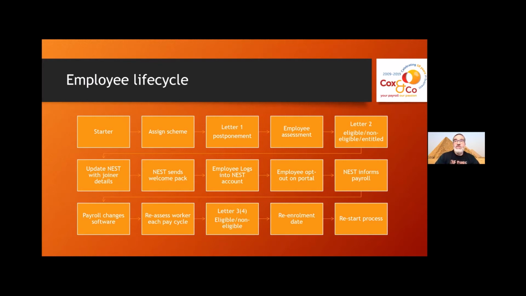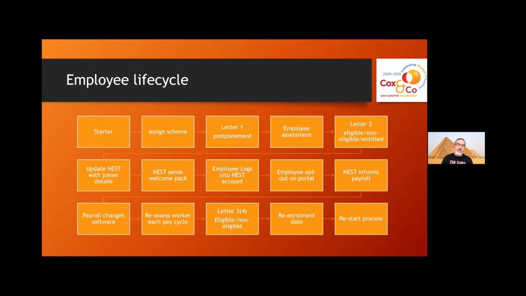If they haven't been assessed as an eligible job holder, we'll continue to reassess the worker every pay cycle, and if their status changes in an upward direction, then we'll issue letter 3 or letter 4. So potentially an employee could get 4 letters. They could get a letter 1 telling them they were postponed. They could get letter 2 telling them they were an entitled worker, and what that meant. They could get a letter telling them after that they were a non-eligible job holder, and then they could finally get a letter telling them they were an eligible job holder. At that point, they won't get any further letters because they've reached the top of the tree.